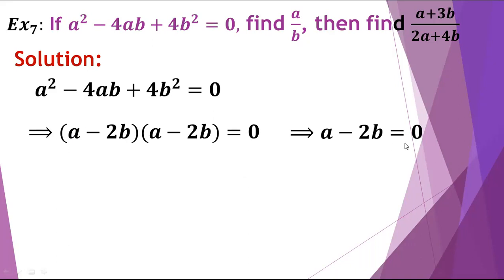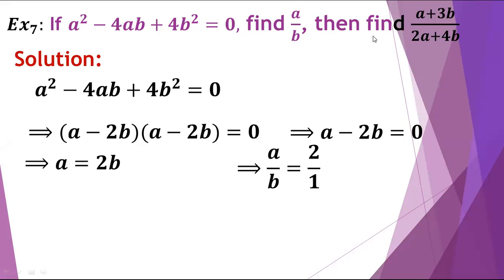a minus 2b equals 0. We can move negative 2b to the other side with positive sign. That means a equals positive 2b. Since a equals twice b, a equals double b. That means the ratio between a and b is 2 to 1, because a is twice b, a is double b. So the ratio between a and b is 2 to 1. And this is the first required.